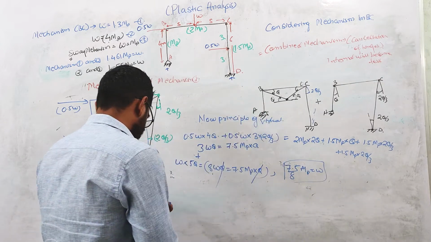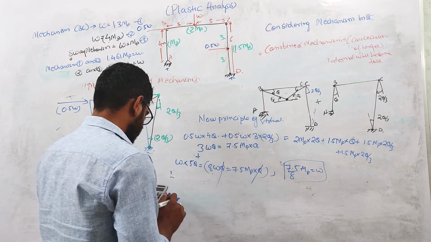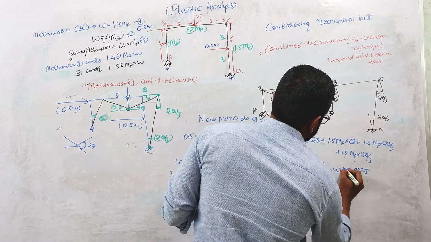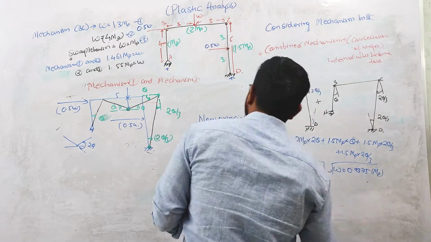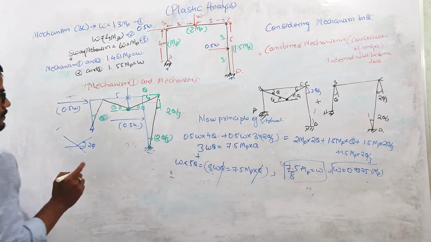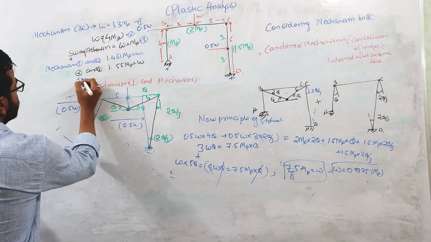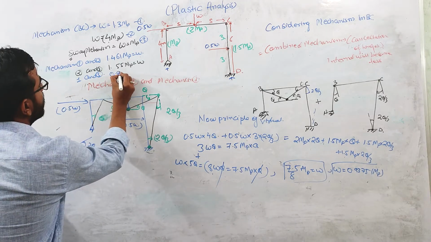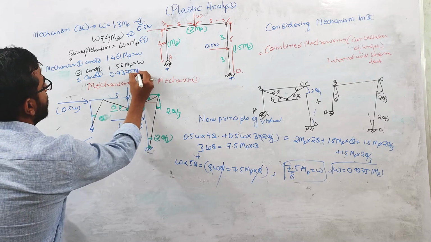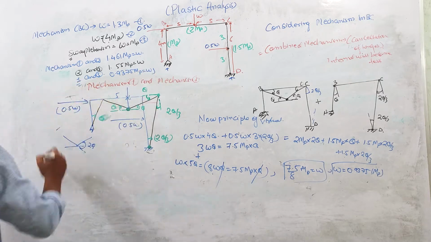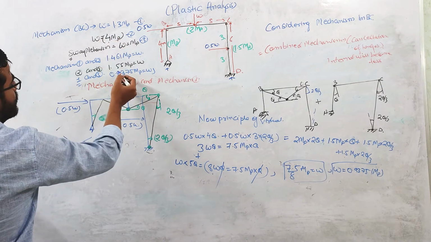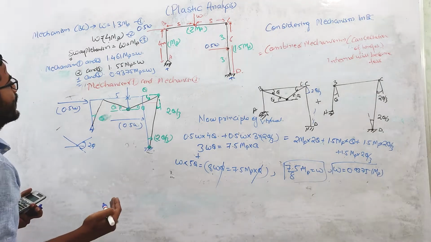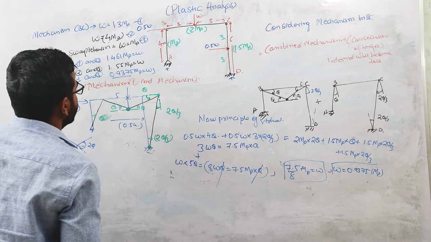So this value will be 0.9375 MP. If you are combining mechanism 1 and 3, the load value comes out to be 0.9375 MP equals W. So you can see that out of these 5 mechanisms, in which 3 are independent mechanisms and 2 are combined mechanisms, the critical value is 0.9375.